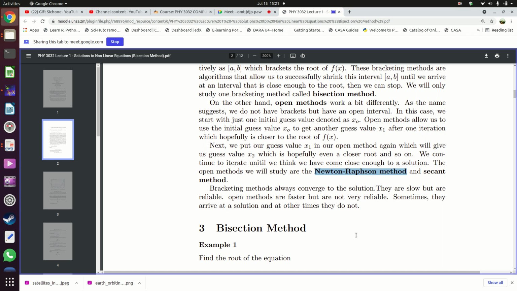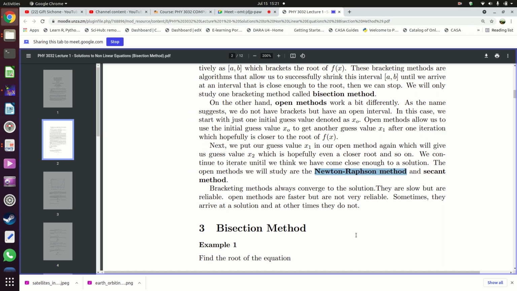So basically these are the things you're supposed to take note of. If you are interested in speed, then you need to choose an open method. But if you choose an open method, there is a likelihood that either you get the answer very fast, or you might not actually get an answer at all. Are we clear? Yes, sir.